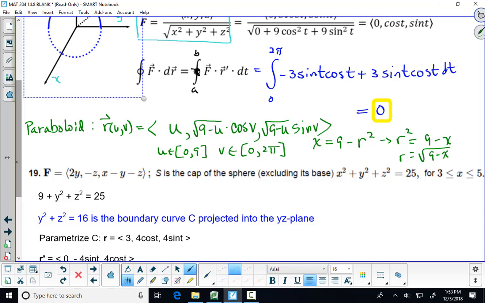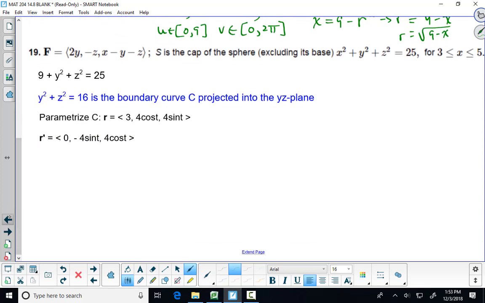Okay. All right, let's take a look at one of these spherical cap problems. There's a few of them in the homework. So S is the cap of a sphere excluding the base. We're in 14.7, so we're just thinking of it as a surface, not a solid object. And X is going to go from 3 to 5. All right. So X equals 5 is going to be the tip of the sphere, right? That's all the way out at the front end when X is equal to 5.